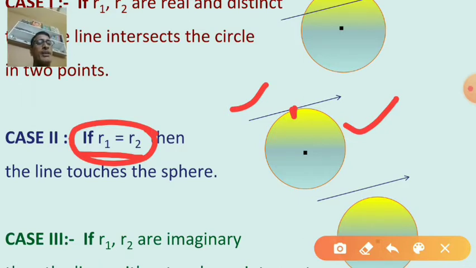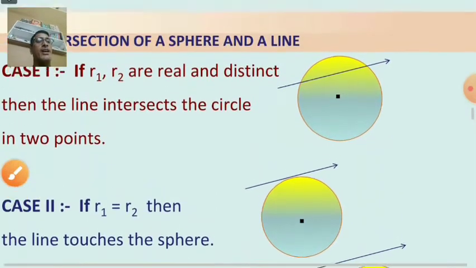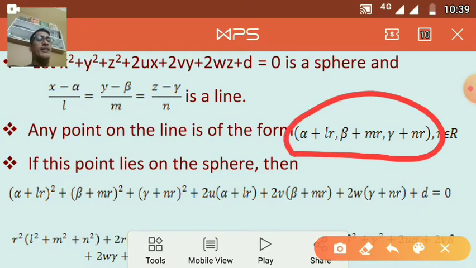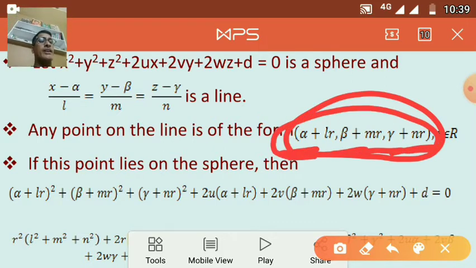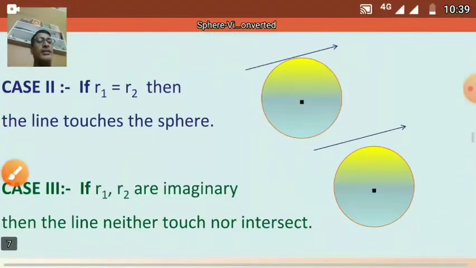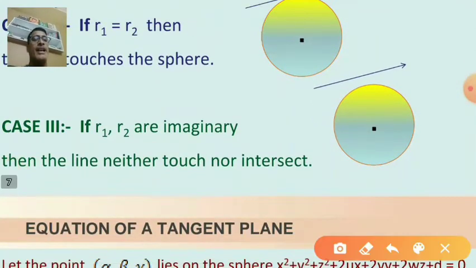If r1 and r2 are imaginary, then we can't get any point from this expression, because whenever r is imaginary, these can't be real numbers, and this is not a point in three-dimensional space. Therefore, whenever r1 and r2 are imaginary, there is no common point. No common point means the line neither touches nor intersects the sphere. It just passes far from the sphere, just outside the sphere, like this.